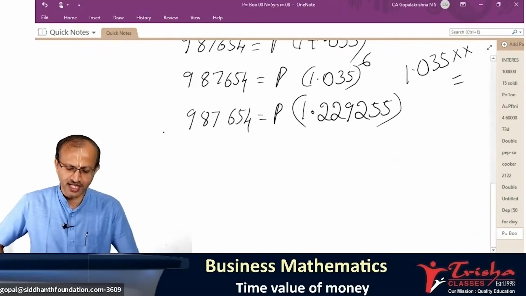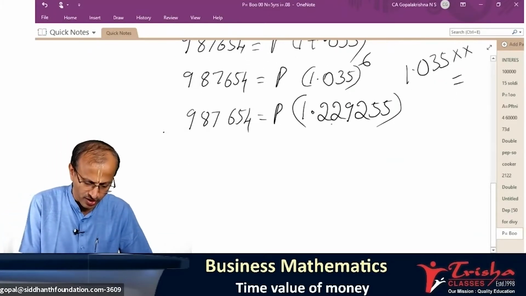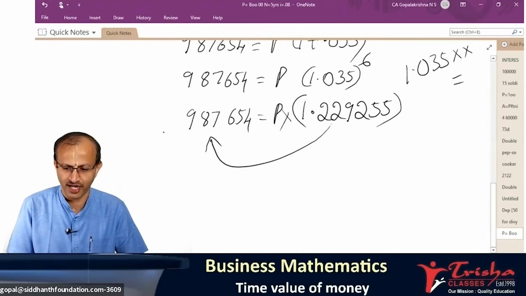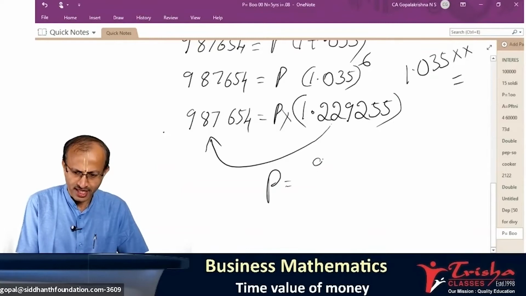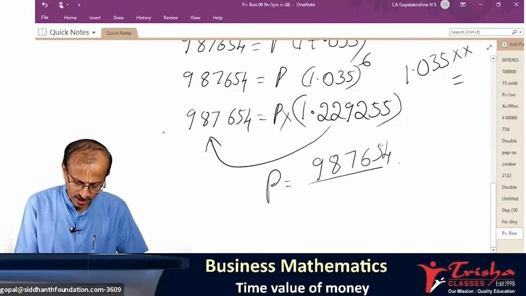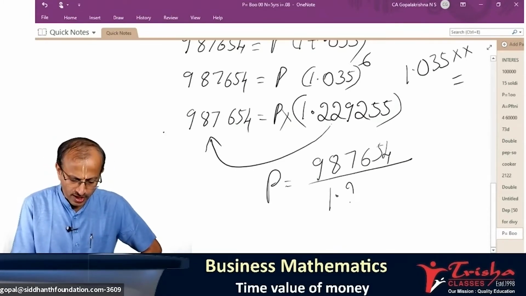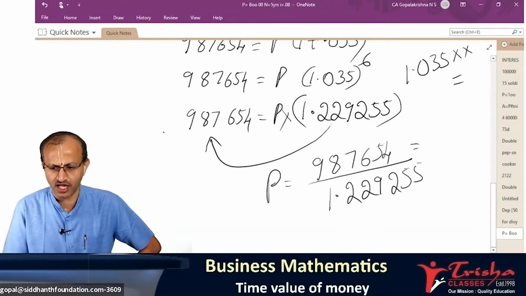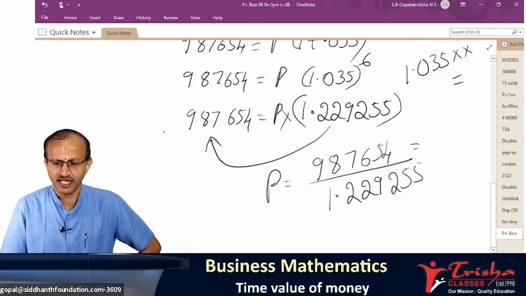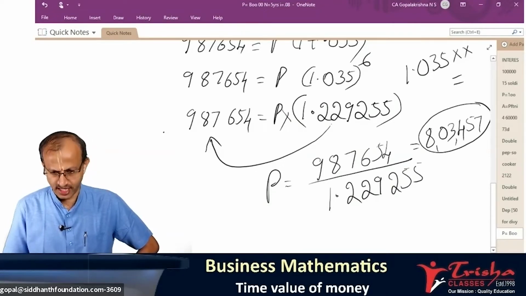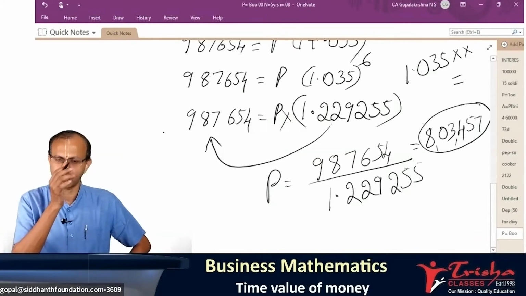Okay. You may get a little more decimal. I took 6 decimal places. Now, what will happen? Anything comes here, what will happen? Divide, right? So P is equal to 9,87,654 divided by 1.229255. Last answer, all of you should tell me. Is it 8,03,457? Quick. Is it 8,03,457? Yes.